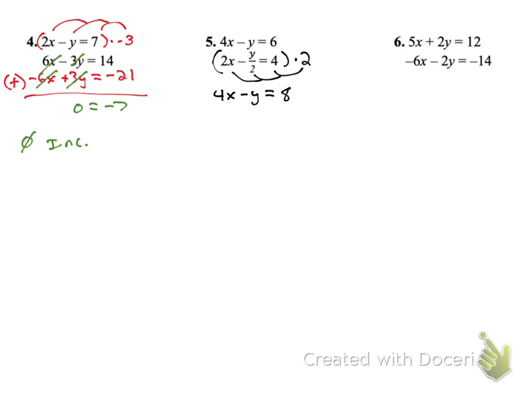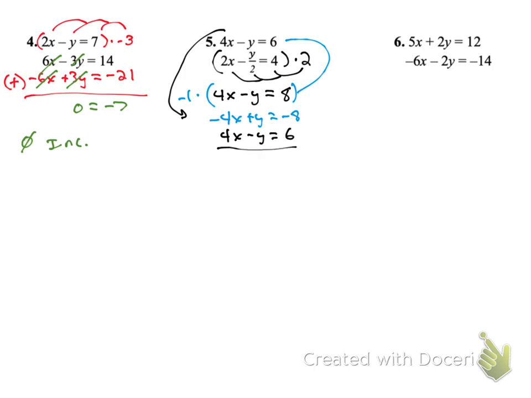Okay. What do you notice about these two lines? They're going to be parallel again, right? Like if you multiplied this line by negative 1, that would give you negative 4x plus y equals negative 8. And if you took that first line, 4x minus y equals 6, and you added them together, you get 0 equals negative 2. So again, they'd be parallel lines. No solution, inconsistent. Okay. All right.